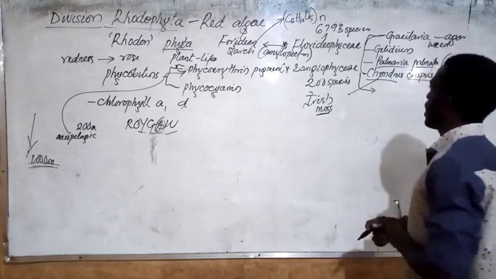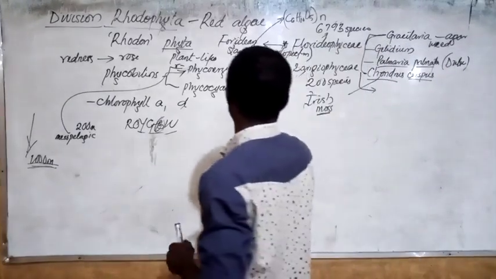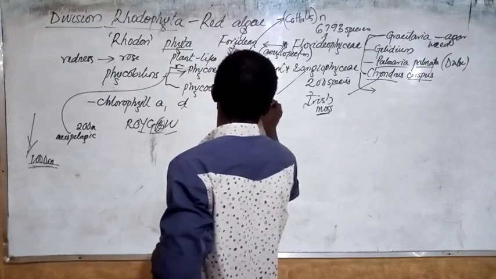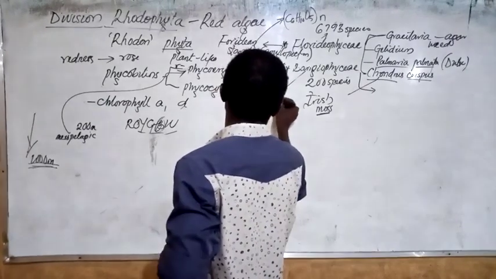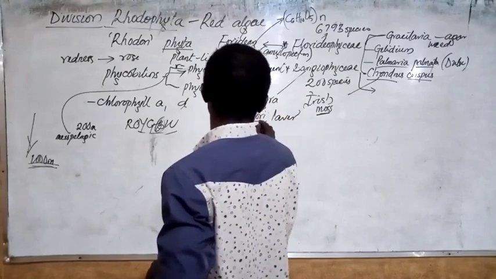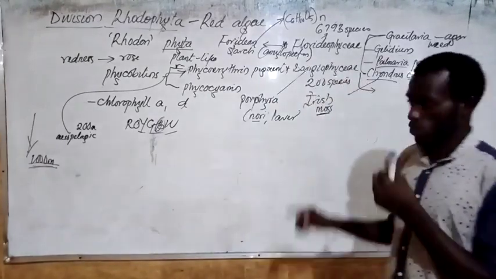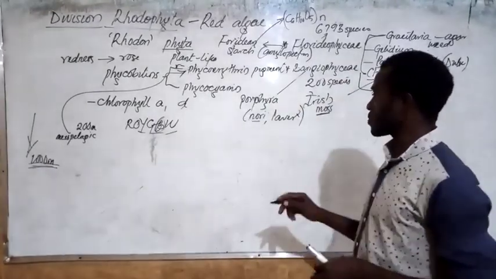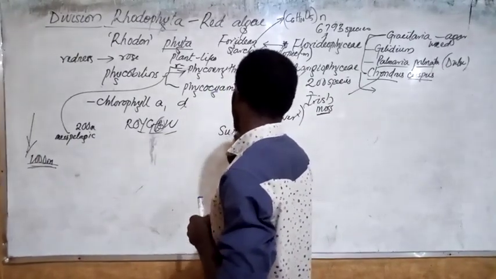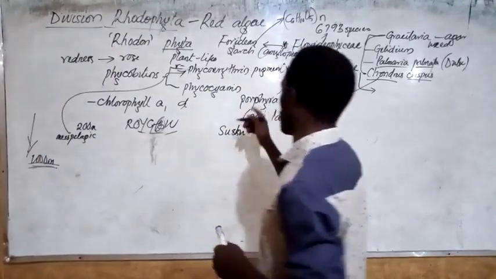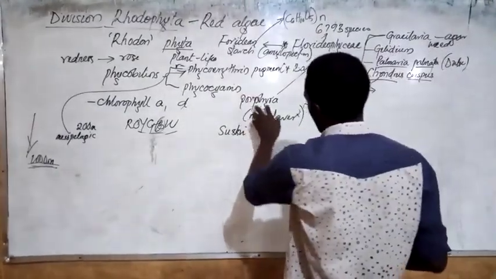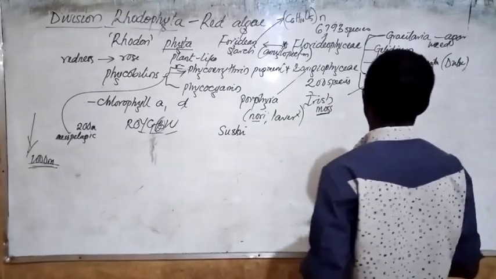We also have now in the Bangiophyceae the Porphyra. The Porphyra species. Porphyra is a very large group of Rhodophyta. They are commonly called nori. Some are called laver. Nori is a Japanese word for the Porphyra, and that's because it is very useful for preparation of sushi. Sushi is a staple food in Japan, so they use nori or laver, which is a Porphyra, to prepare sushi.